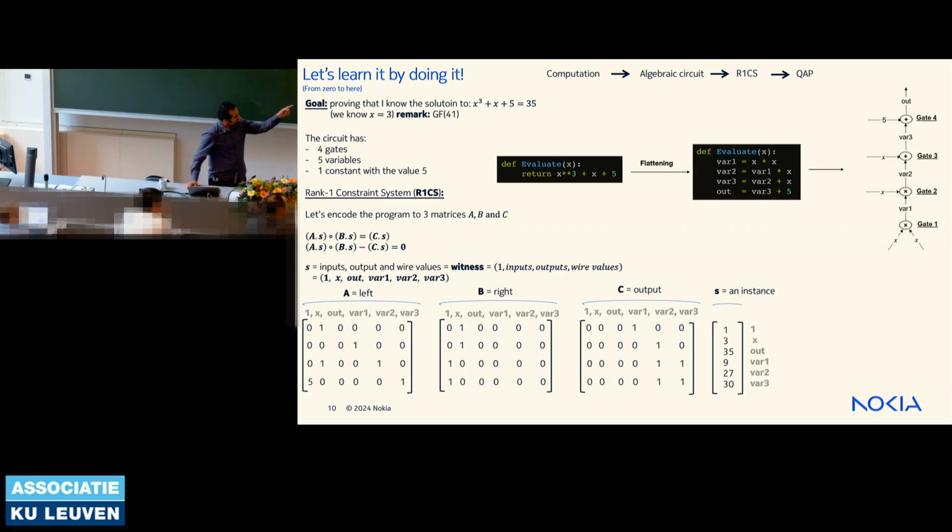So this is an instance. Instance means that vector there. If you input x as 3, which we had on top, and you execute this, all the intermediate values on the wires will be this: 1, 3, 35, 9, 29, 27, and 30. If you compute it, you will see. You don't have to do it. Any questions so far?